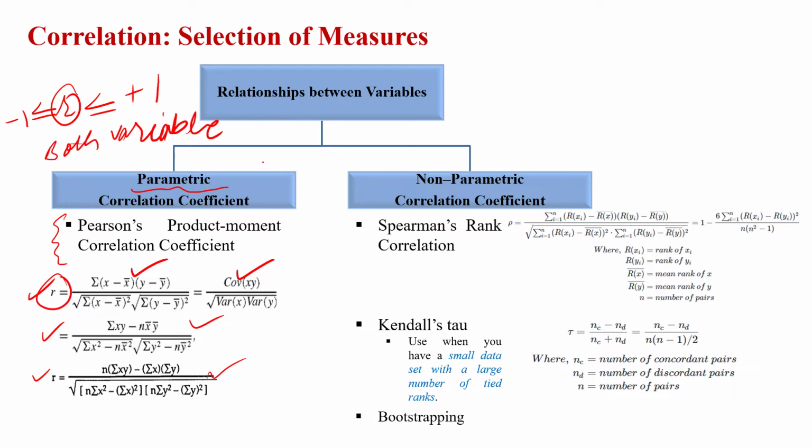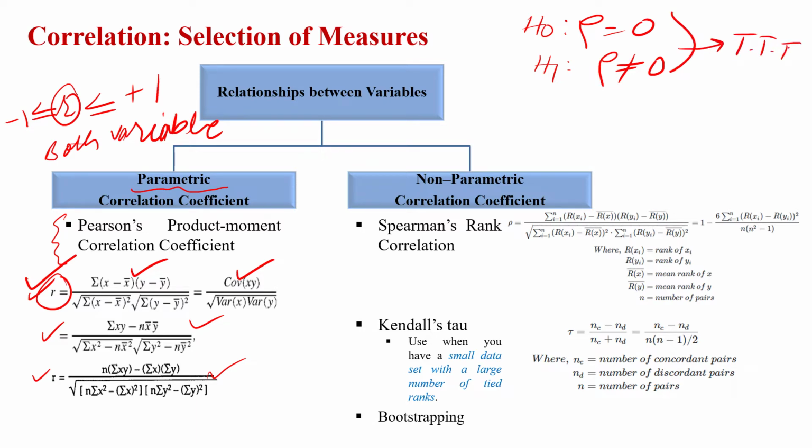Similarly, we can also test whether the value of R is significant or not. For that, we discussed that our H naught, meaning our null hypothesis, should be that there is no relationship between the two variables, whereas the alternative means there is a relationship between the two quantitative variables. So this is the testing of hypothesis perspective. This is called a two-tailed test, right?